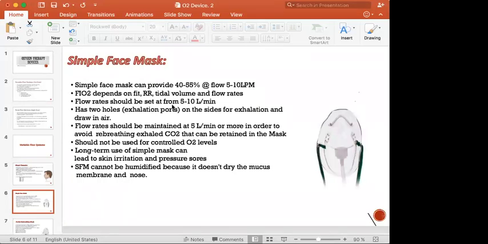For long-term use, a simple mask is not our choice because it causes skin irritation and pressure sores for the patient. We don't have to add a humidifier for a simple face mask because it doesn't dry the mucous membrane in the patient.